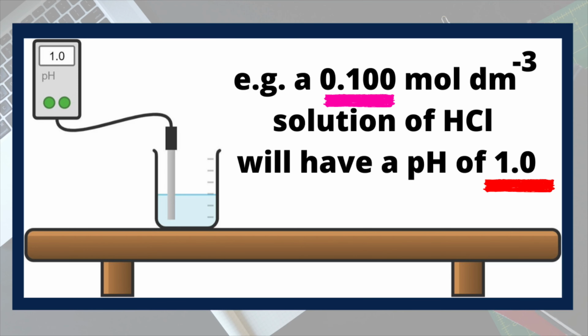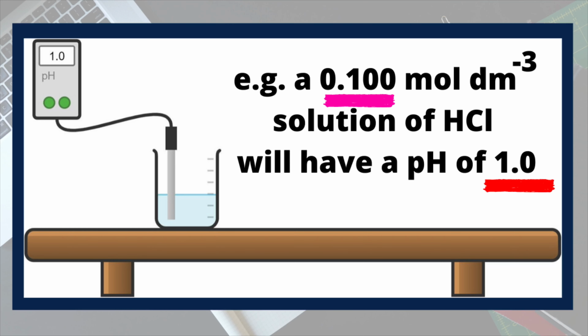On screen now is our first worked example of this calculation using a 0.100 mole per decimeter cubed solution of hydrochloric acid. If you're not familiar with the units of concentration, mole per decimeter cubed, that mol dm^-3 bit, well, those are the units of concentration. Now, into my calculator, I would literally type minus log 0.1, and it gives me my pH value of 1.0.